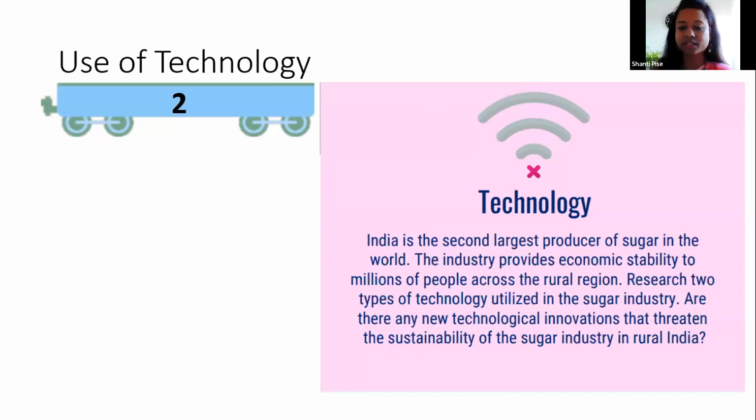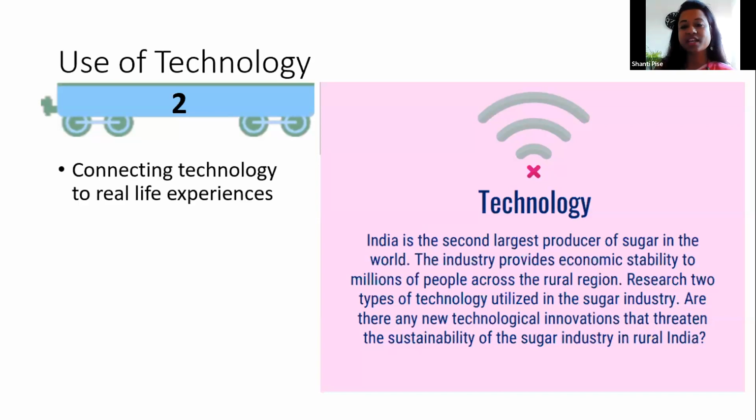So along with this, now let's go for the strategies. What strategies can we use? So first strategy, as we can say, is connecting technology to real life experiences. So real life experiences में हम technology को कैसे लेके आ सकते हैं? Now this was one example that we have said about sugar.